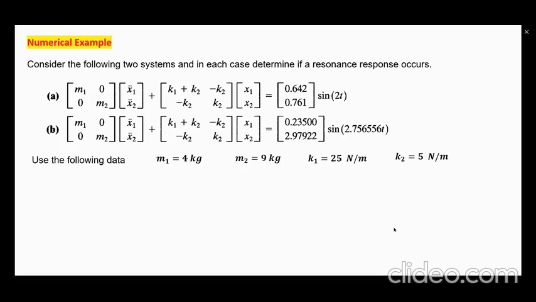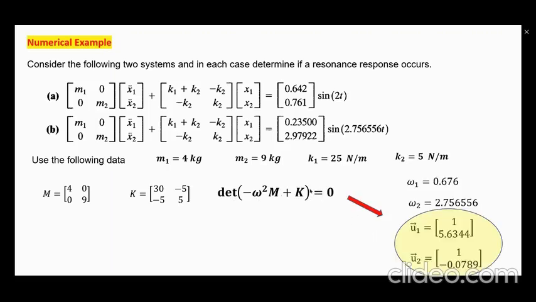But I could have used that same example. Now, here's the mass matrix. Here's the stiffness matrix. Okay? And first, let's find the natural frequencies. Be prepared for things like this on the final exam. So this is the characteristic equation.